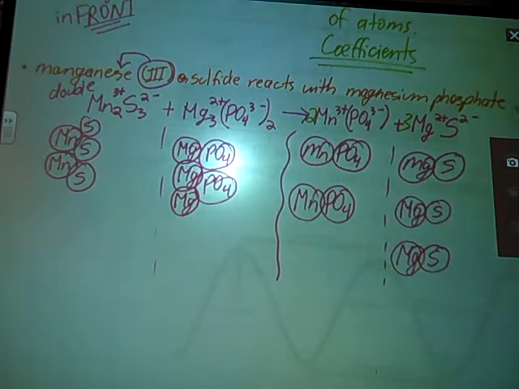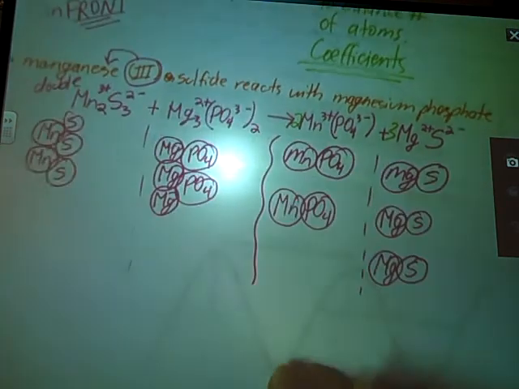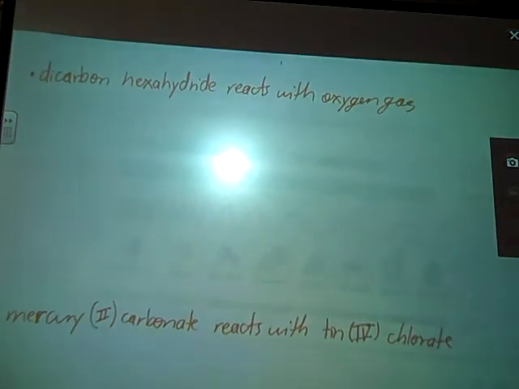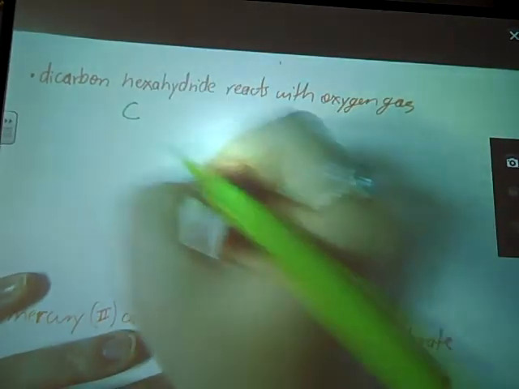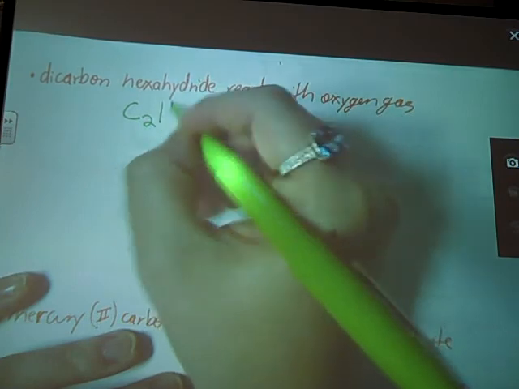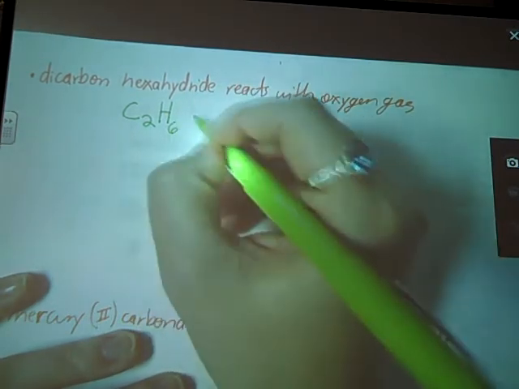Looks like I have time to do one more before I run out of my YouTube allotted time. So let's do that one up top there. So translate quickly. Dicarbon hexahydride. Carbon is C, di means 2, hydride is H, hexa means 6.